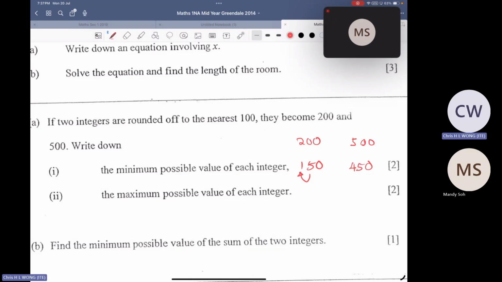Now give me the maximum possible value for, when you round off, you get 200. The possible value. Huh? 195? I don't think so, leh. Maximum, leh. Maximum, leh. No.